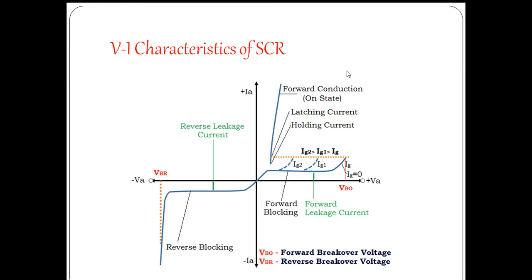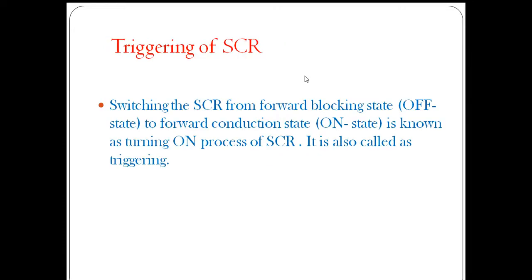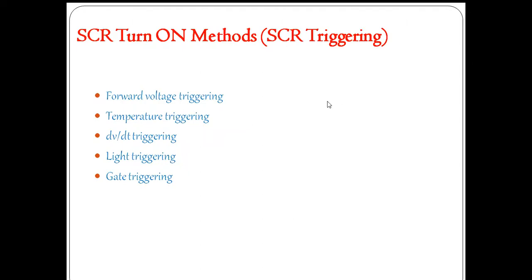This process is called the turn on process, or a triggering process. Triggering of the SCR is defined as switching the SCR from forward blocking state to forward conduction state. That is, from off state to on state is known as the turn on process. It is also known as triggering of the device. To conduct the SCR, different methods are there. We are going to discuss those methods in detail.